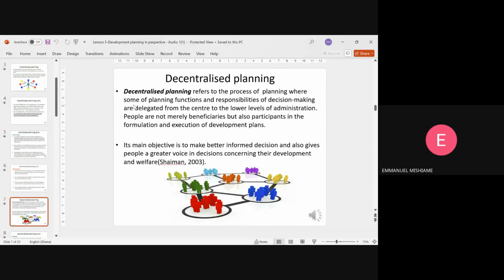Some functions are delegated from the center to the lower levels of administration. People are not merely beneficiaries, but also participants in the formulation and execution of development plans. So the whole idea is that in a decentralized state, certain functions and certain decision-making authorities are delegated to the lower level. So they are allowed to make certain decisions on their own as it affects them.